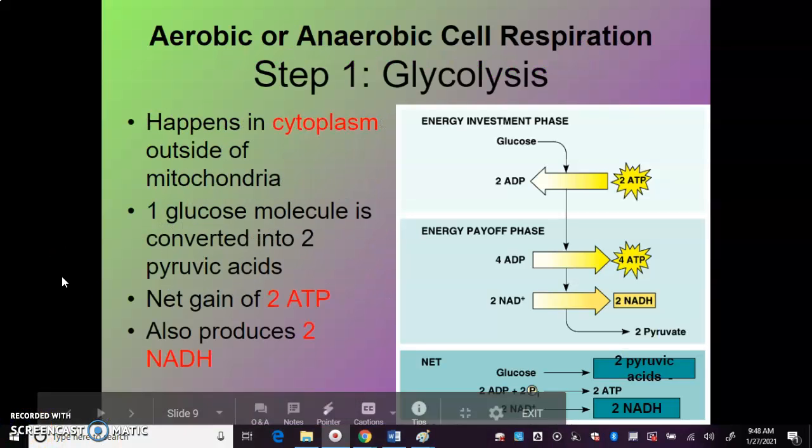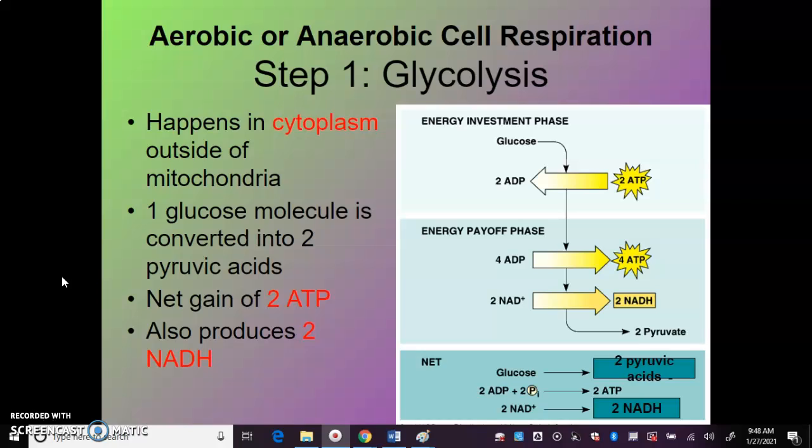Now, if our cells have oxygen, which happens the majority of the time, after glycolysis, the pyruvic acid that's made in glycolysis will move on to another step called the Krebs cycle. So here you can see step one. Regardless of whether we're talking about aerobic or anaerobic respiration, respiration always starts with the process of glycolysis. So remember, glucose is starting to break down to release the energy as ATP.